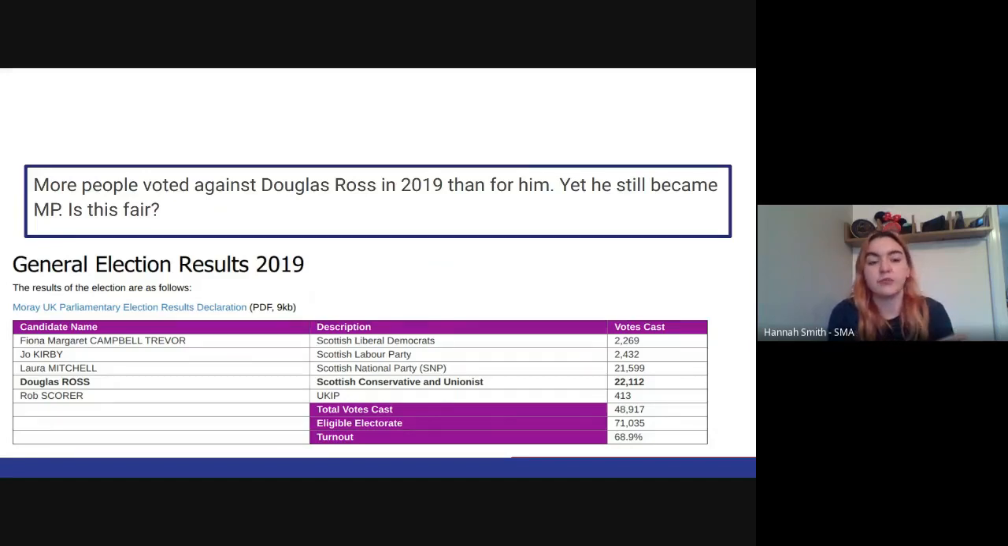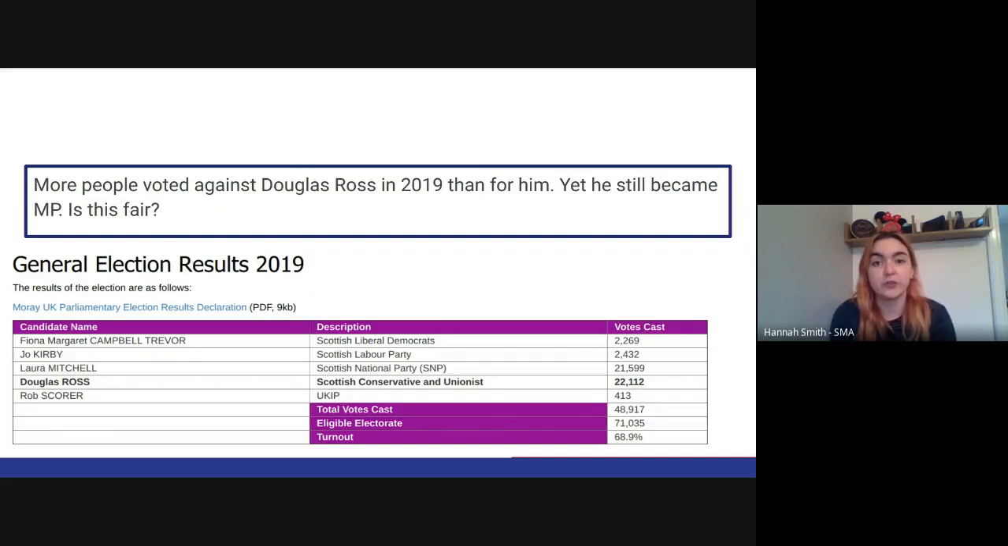This is an example from Moray. For those that don't know, Moray is a constituency that is just a little bit northwest from here. So it's out in the country, it's a little bit rural. Think Elgin, Lossiemouth way. In the December elections in 2019, Douglas Ross for the Conservative Party won the seat. But pause the video and actually take a look at how many votes he got. Okay, I'm going to assume you've paused the video. Out of just short of 49,000 votes, he got 22,000.